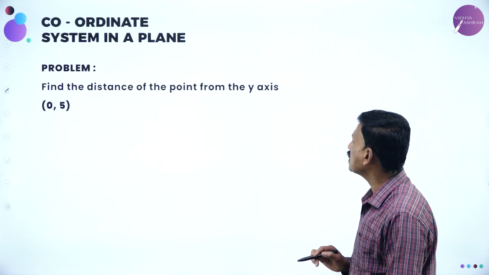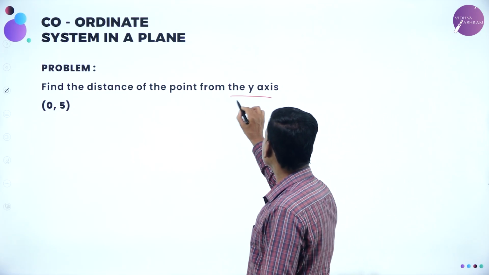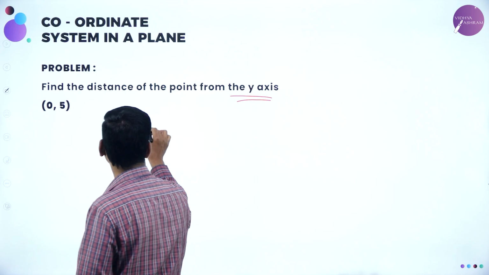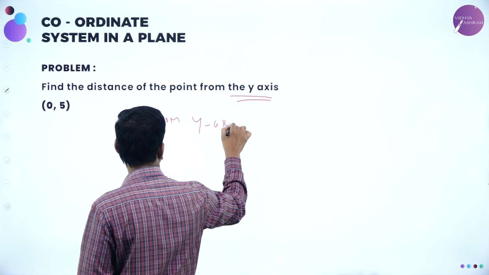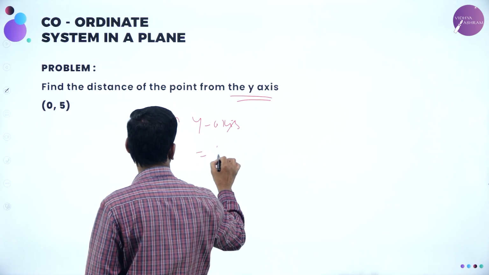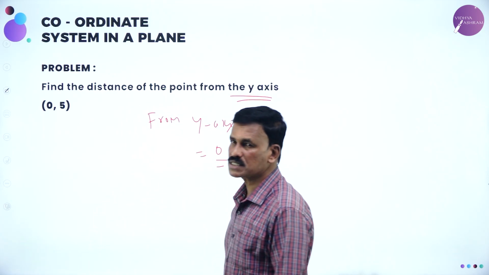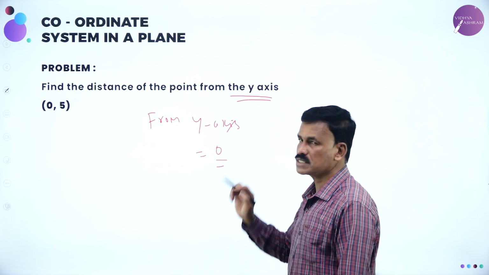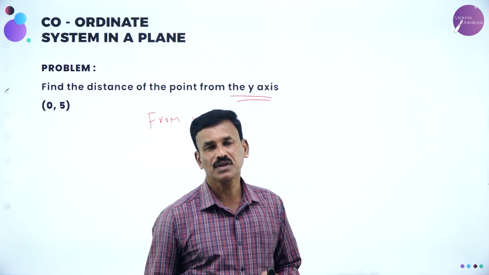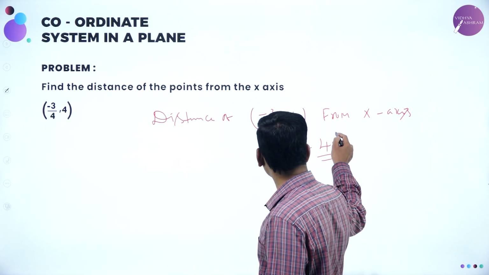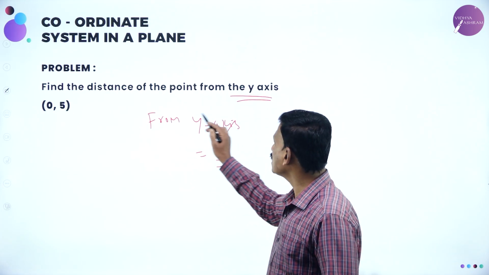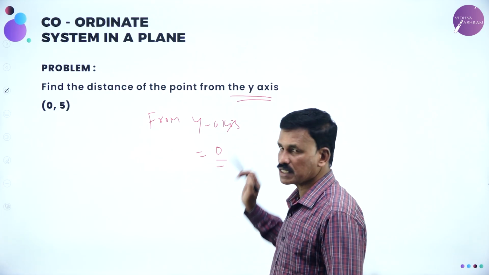Similarly, find the distance of the point from the y-axis. For the y-axis, the distance is equal to 0, since the x coordinate is 0. This is how we are going to find it. So the distance of a point from the x-axis is the y coordinate, and the distance of a point from the y-axis is the x coordinate.